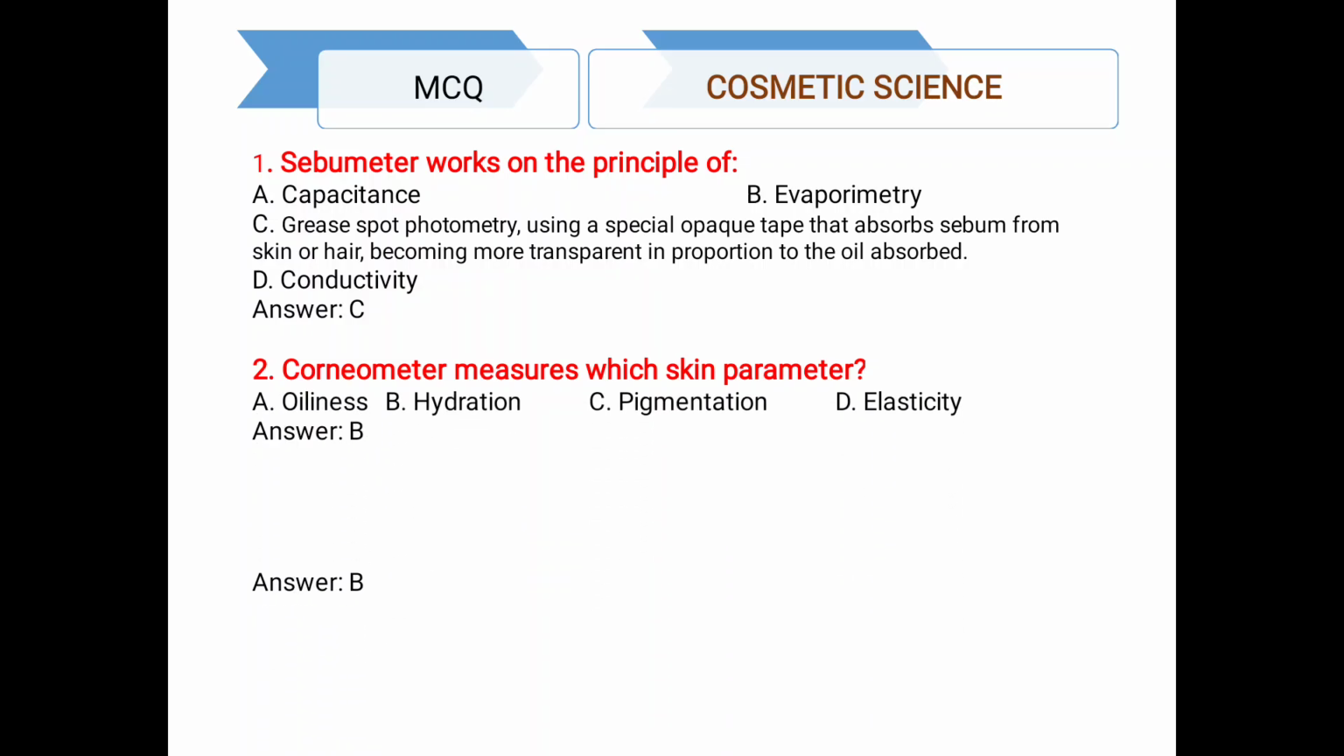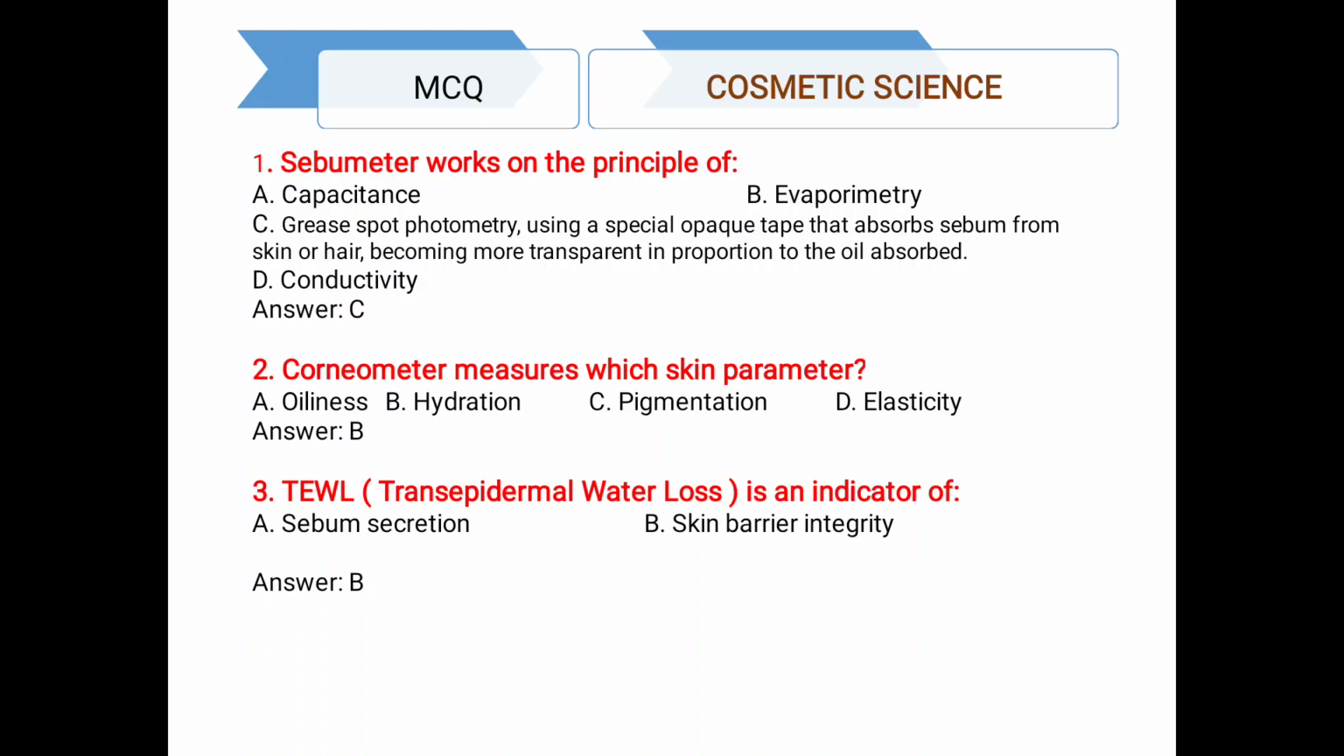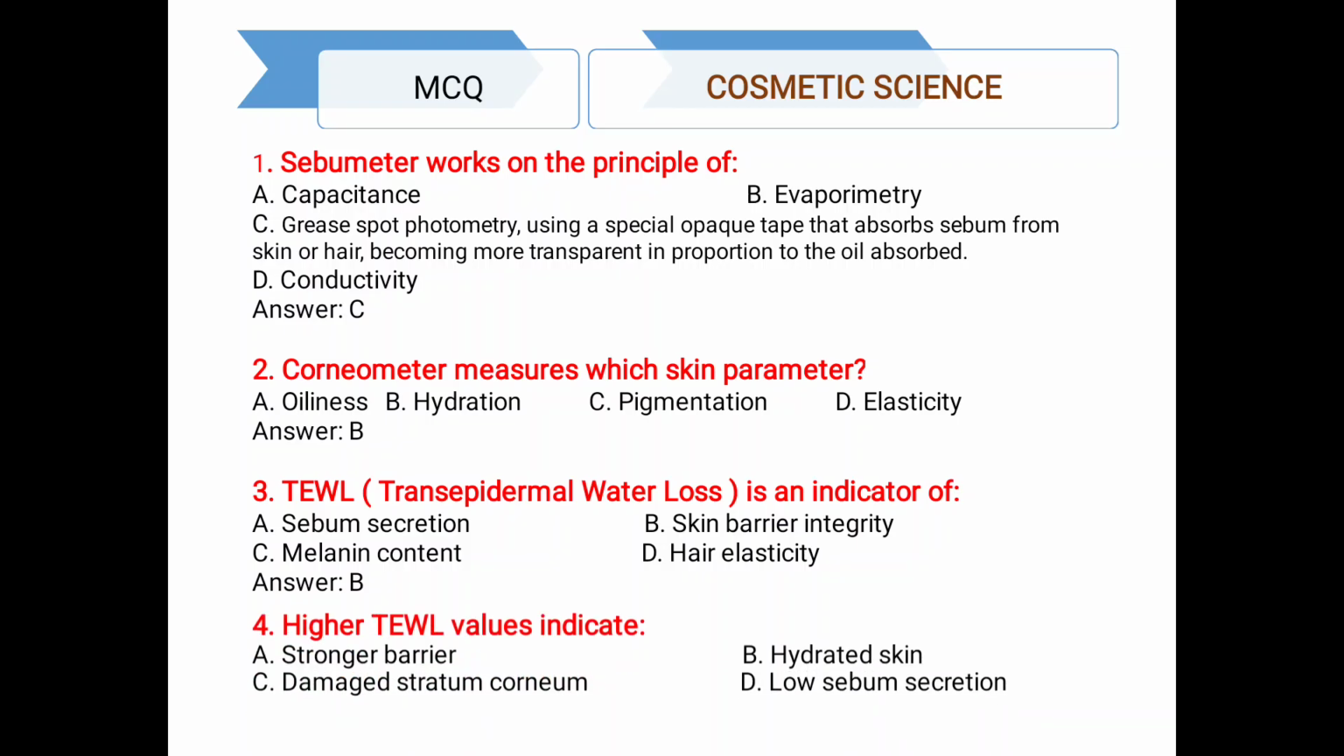Next, corneometer measures which skin parameter? A, oiliness, B, hydration, C, pigmentation, and D, elasticity. So, hydration. Next, TEWL, transepidermal water loss, is an indication of A, sebum secretion, B, skin barrier integrity, C, melanin content, and D, hair elasticity. So TEWL, transepidermal water loss, is an indication of skin barrier integrity, meaning the quality of skin. So answer B is the correct one.